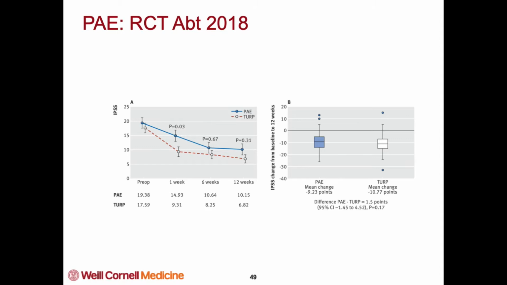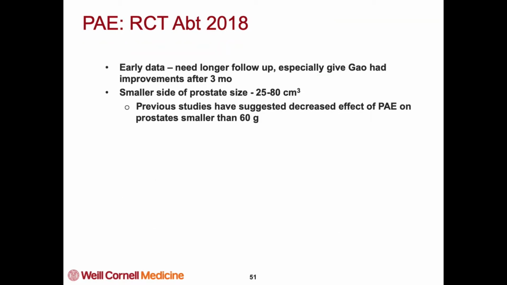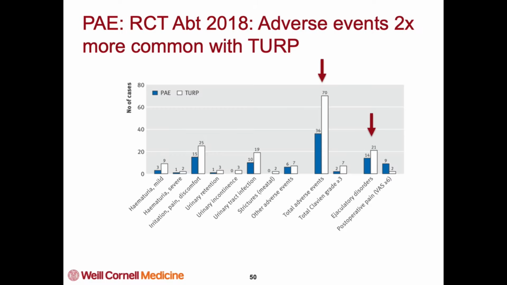One is the follow-up was 12 weeks. We saw in the Gauss study that the improvement was seen best at 6 months. A majority of my patients will have a notable symptom improvement by about a month or 3 months, but that continues to get better till about 6 months. And the other thing was that the prostate gland size was mostly less than 60 grams, which is considered a small prostate.